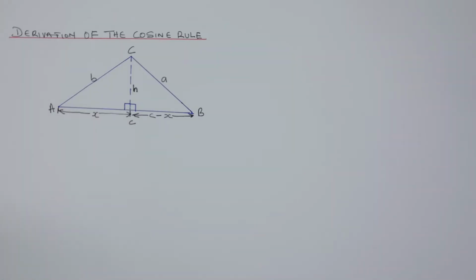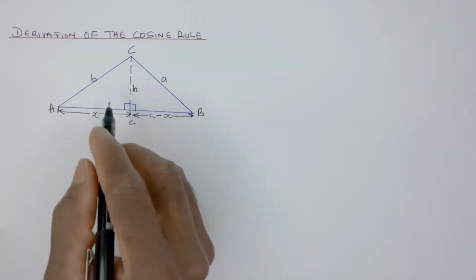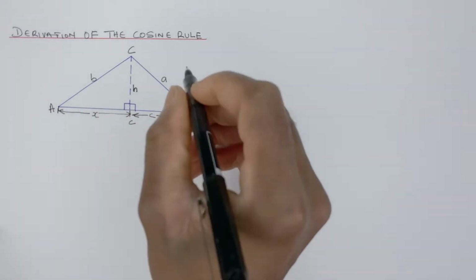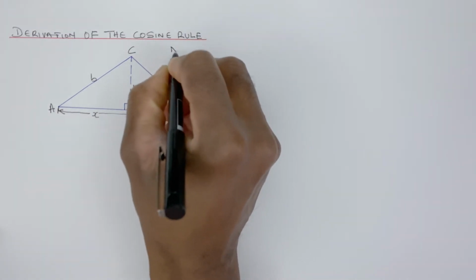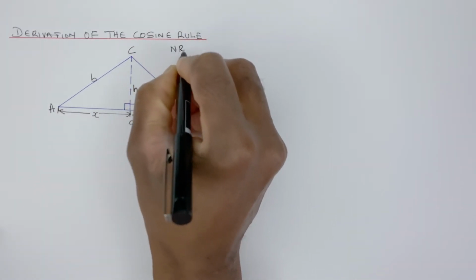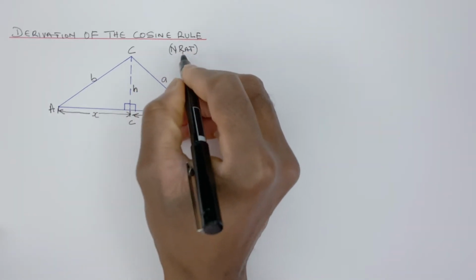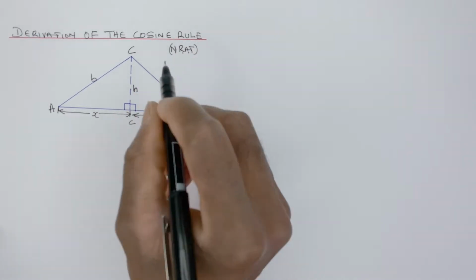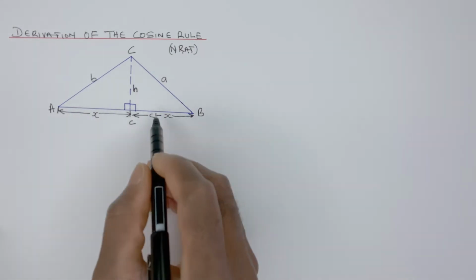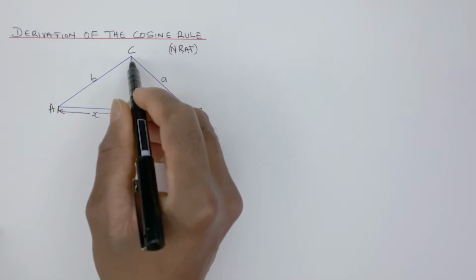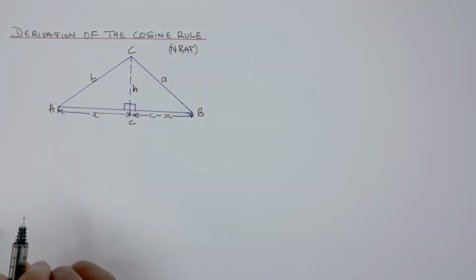So we can say a right angle triangle. By the way, none of these angles are 90 degrees. So this is an NRAT, which means non-right angle triangle. That means none of the angles are 90 degrees. But here it is 90 degrees, though it's not part of the angle in a triangle.